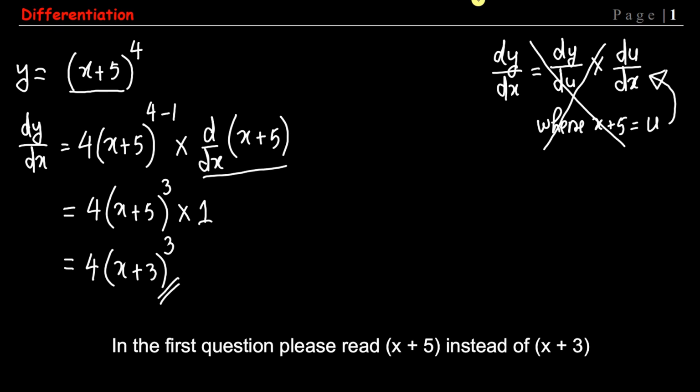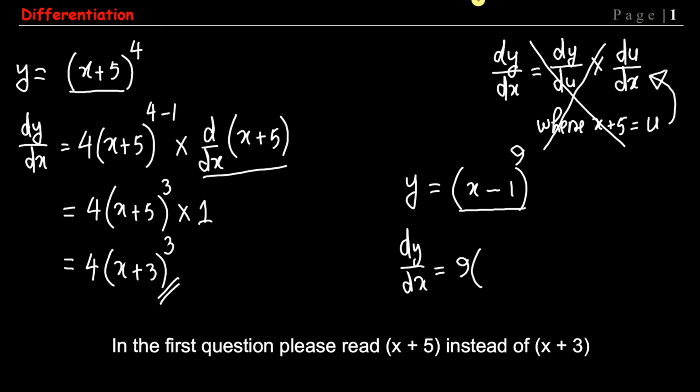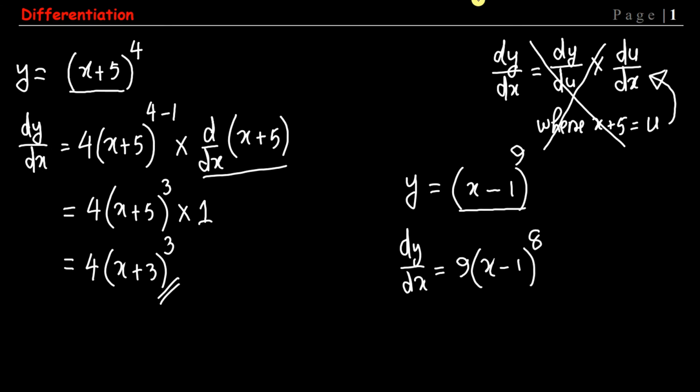Let's see another question. y = (x - 1)^9. So how to differentiate this? The same method we can apply here. dy/dx equals: first write the power 9, we differentiate the power, keeping what is written inside the bracket as it is. Then 9 minus 1 is 8, and if we differentiate inside the bracket directly, it is 1. So in two lines we can find our answer: 9(x - 1)^8. That is our answer.